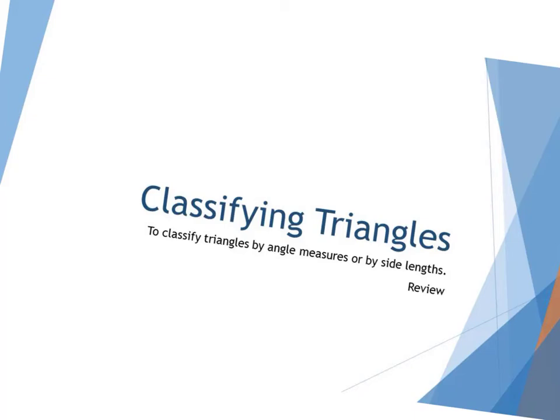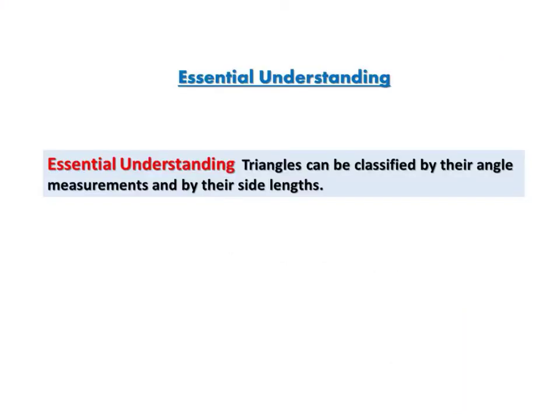This lesson is about classifying triangles. The goal is to classify triangles by angle measures or by side lengths. And this is just a review from what you've done before in previous years. What you should understand by the end of this lesson is that triangles can be classified by their angle measurements and by their side lengths.